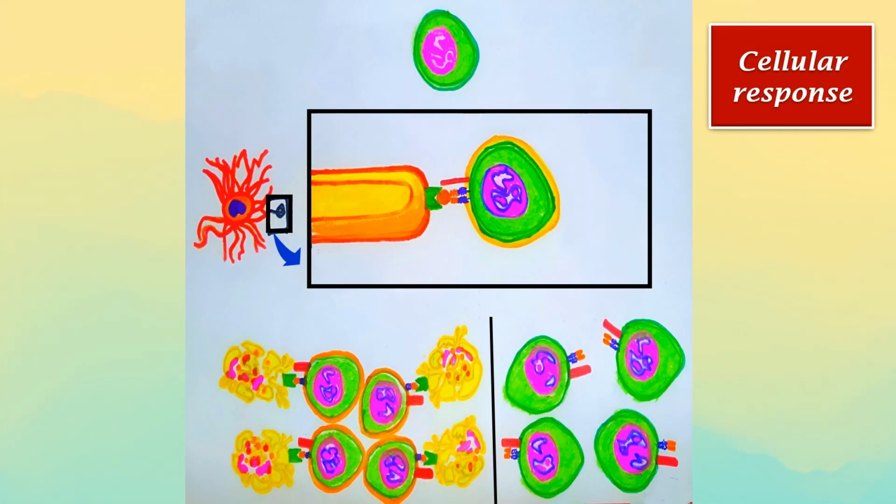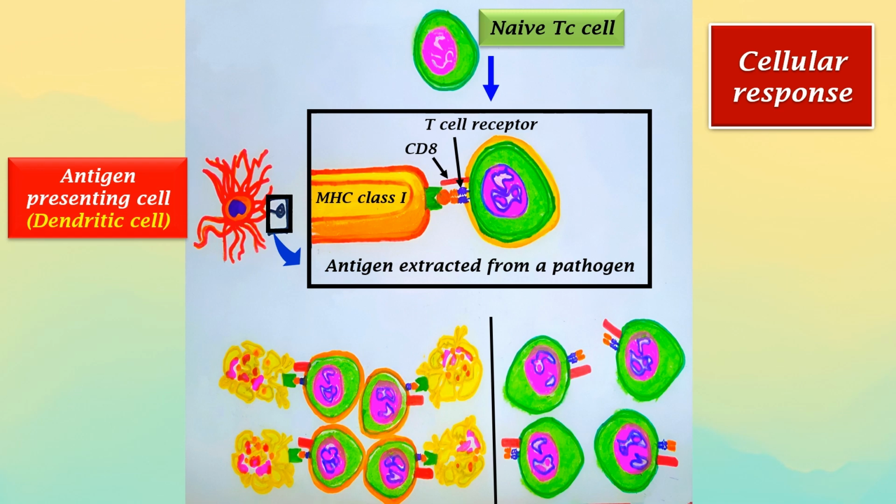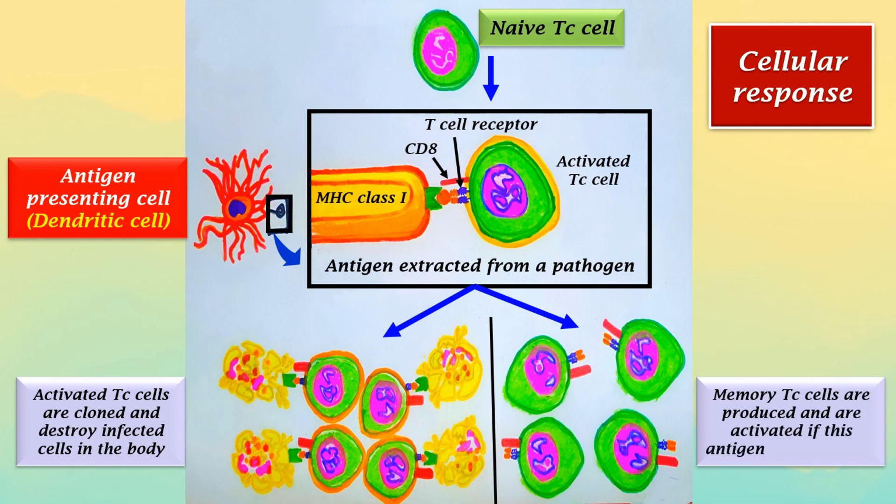In cellular response, the process begins when a naive TC cell encounters an antigen. The CD8 plus TC cell with T cell receptor recognizes the peptides presented by class I MHC, found on the surface of the antigen-presenting cells, such as dendritic cell. The activated cytotoxic T cells further proliferate and differentiate into armed effector cells that destroy the infected cells by inducing apoptosis. The memory TC cells are differentiated T cells that are activated upon re-encountering the same antigen.